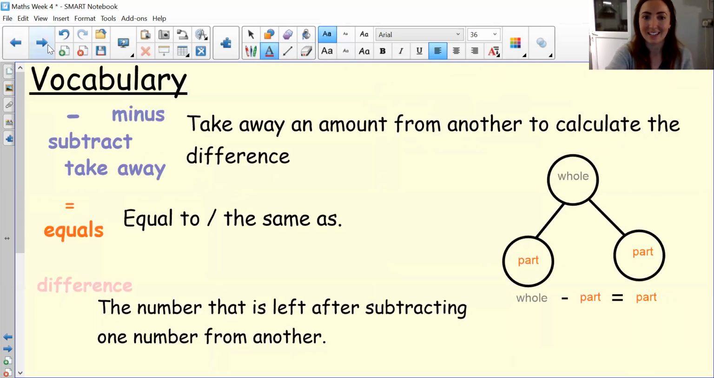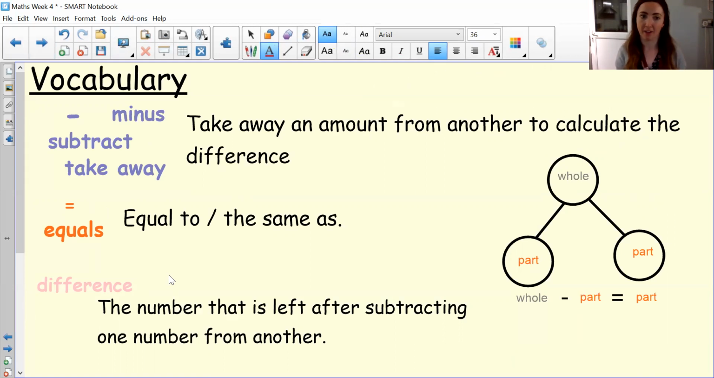Right. Let's look at our vocabulary, revisiting lots of it that we've done already. So we have our minus symbol, or subtract or take away. That means to take an amount away from another amount to calculate the difference. And equals, as we know, means equal to or the same as. And difference, we have looked at this before, but just as a reminder, it's the number that's left after subtracting one number from another.